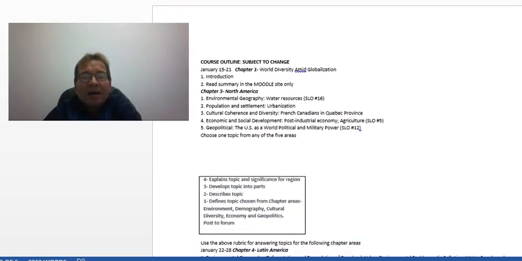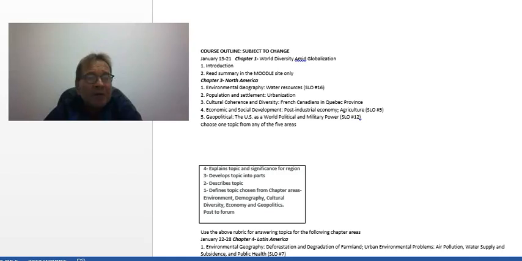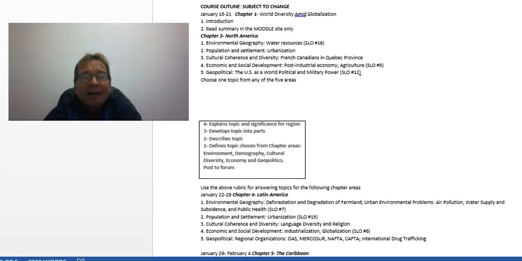Here's the chapter outlines. Again, just read the summary that's in the Moodle site. And out of these 5 different areas that I just mentioned, using this rubric, I would like you to try to find one topic from North America, either on environment, demography or population, culture, economics, or geopolitics. Find one topic and use this rubric to do your little writing assignment.